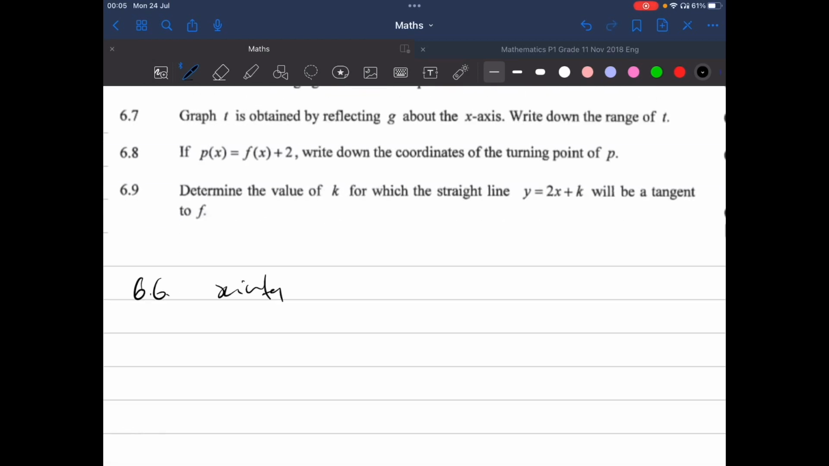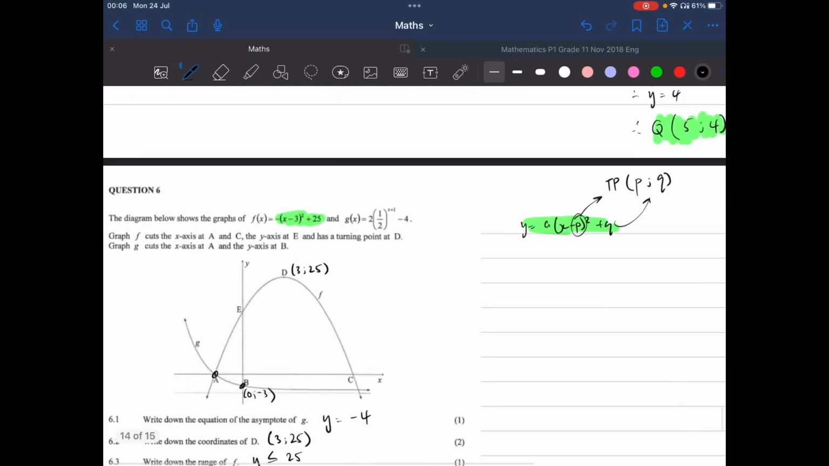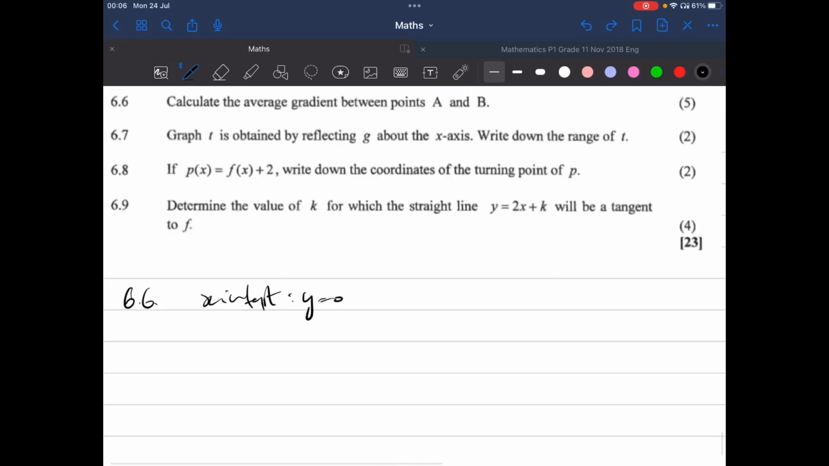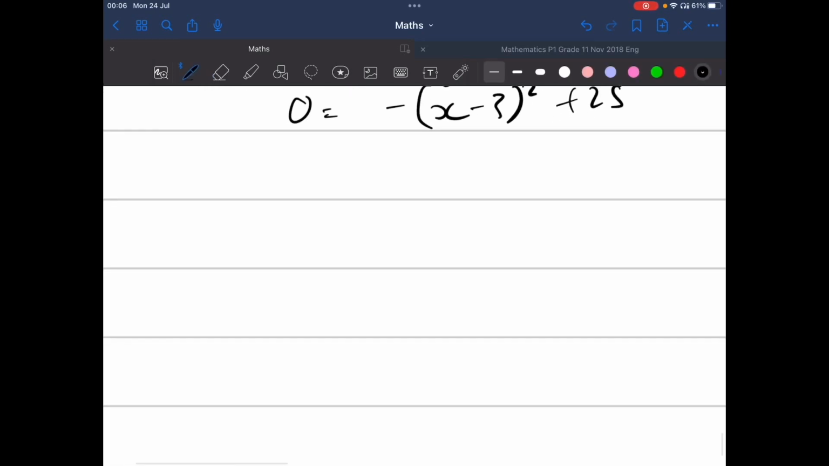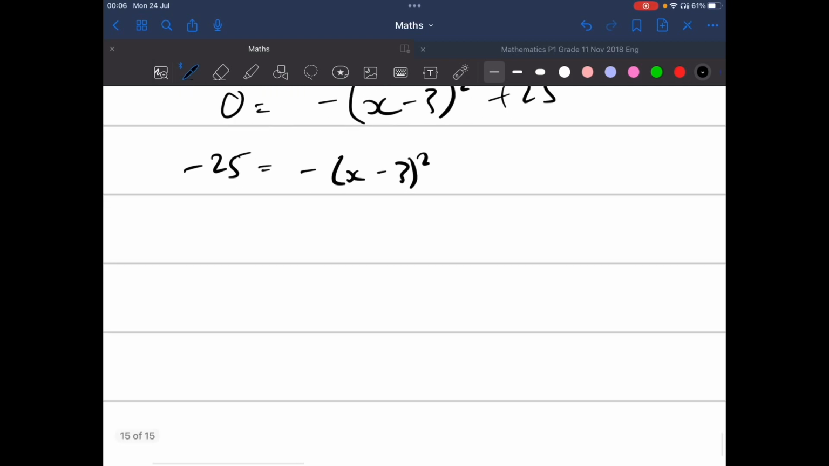So, x-intercept: y equals 0. Our equation is y equals minus (x minus 3) squared plus 25. Now I want it where y is equal to 0, so I'll just replace that. Okay, and now let's solve. I'll bring minus 25 to this side, and we have minus (x minus 3) squared equals minus 25. Let's get rid of these two negatives, so I'll divide both sides by -1.